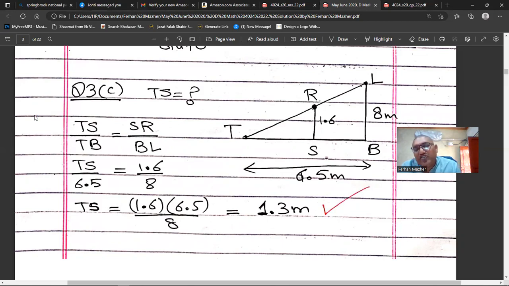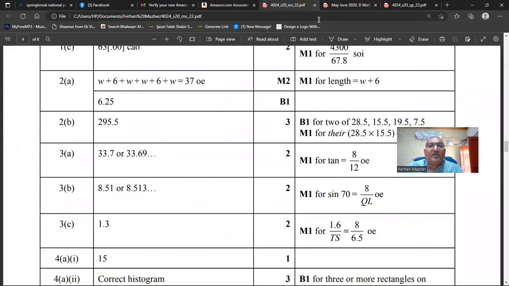If they are similar to each other, then the ratio of their corresponding sides will be equal to each other. So TS divided by TB will be equal to SR divided by BL. TS is the unknown, TB is 6.5, SR is 1.6, and BL is 8. So TS will be equal to 1.6 multiplied by 6.5 divided by 8, and that will be 1.3 meters. So TS is 1.3 meters.